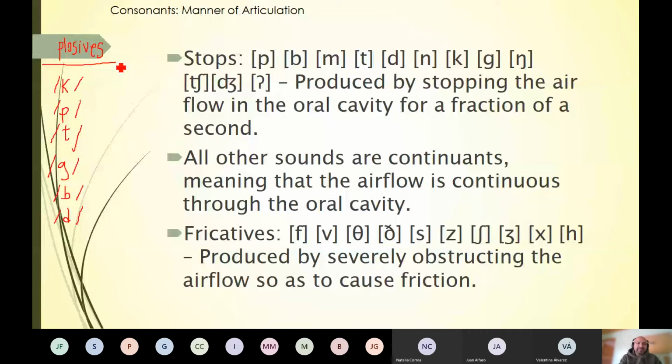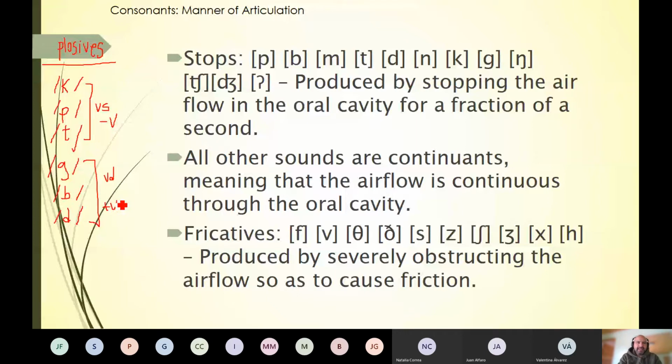Now, these plosive sounds, right? Some of them are voiceless and some of them are voiced. The first group is voiceless, right? And the second one is voiced. Or as some would say, the first group is voiceless and the second one is voiced, using a symbol, right?